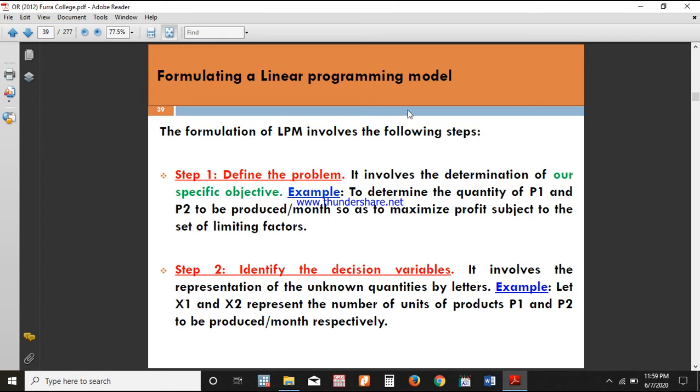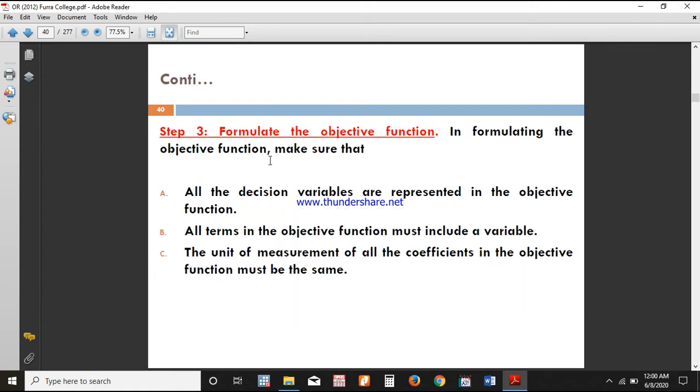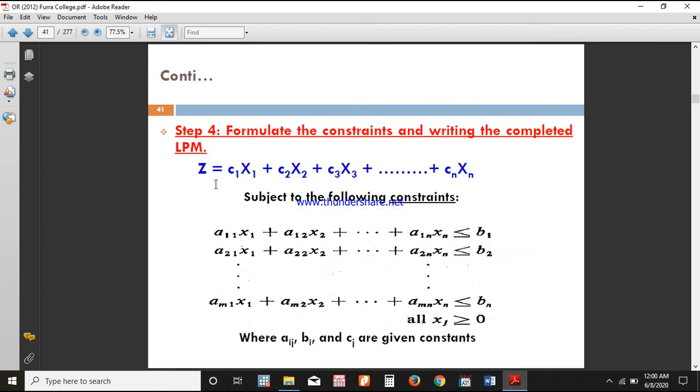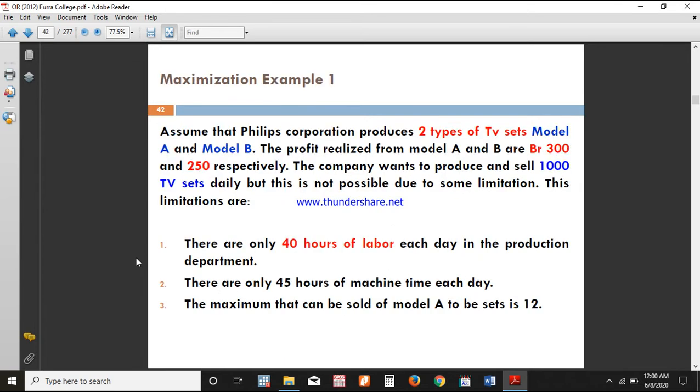In formulating a linear programming model, there are basically five steps, or it depends on different scholars' work. The first step is to define the problem. The second one is to identify the decision variables, the third is to formulate the objective function, and the last one is writing the constraints and the completed LPM model.